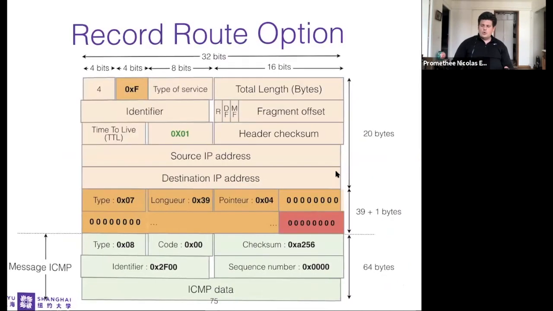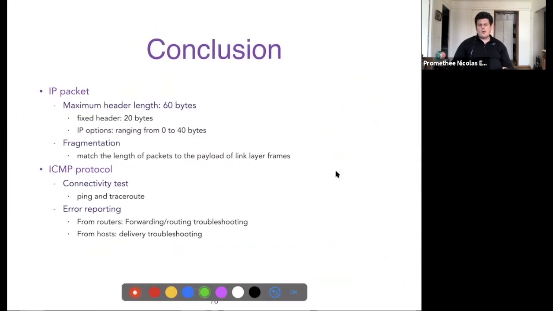All right, so as a conclusion for IP. Once again, the IP packet has a header of a maximal size of 60 bytes, including 0 to 40 bytes of options. Then we may want to fragment a packet if it's too large compared to the local MTU, which is the maximum size of the data that can be encapsulated in a frame. On top of this, IP is quiet, so even when you discard or drop a packet, IP will remain totally quiet.